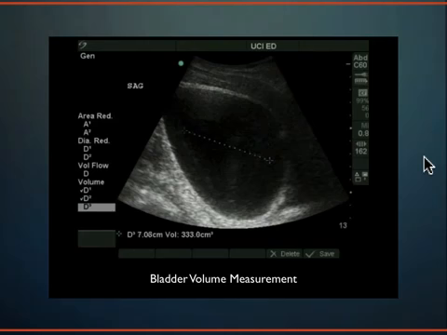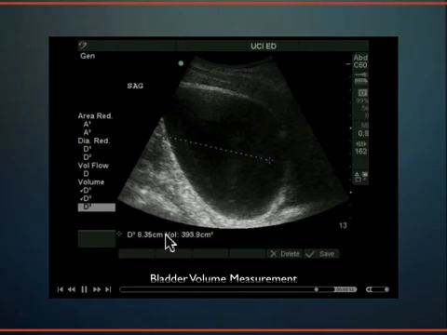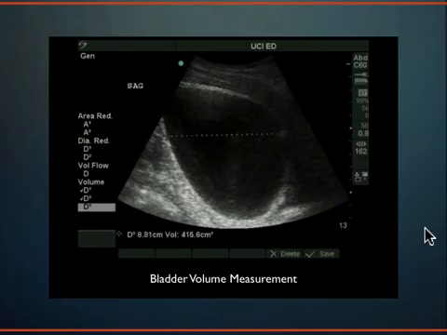And then as they do so, you can see the volume is being calculated down here. It comes out to like 37 cc's of urine. It's a lot of urine.